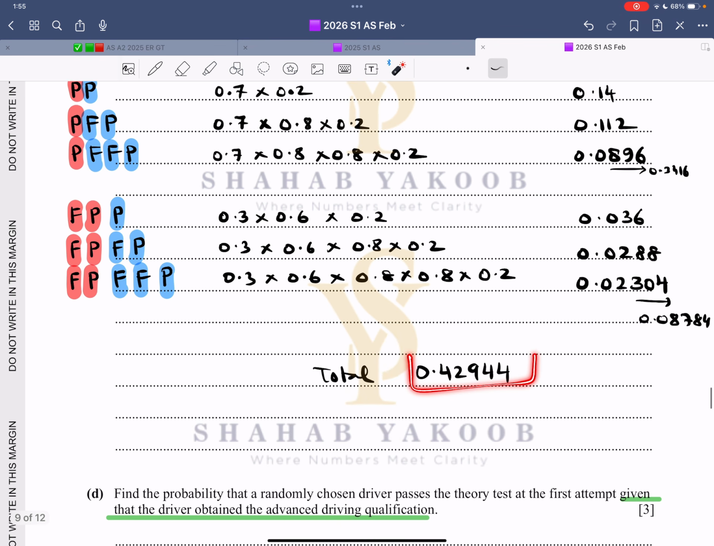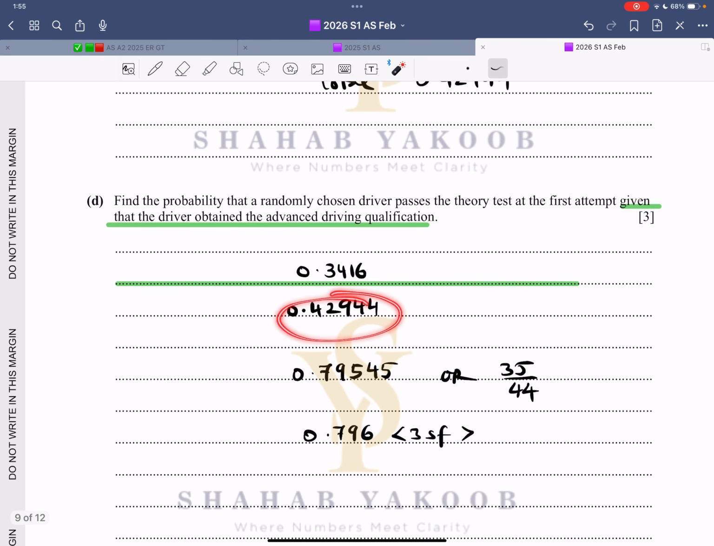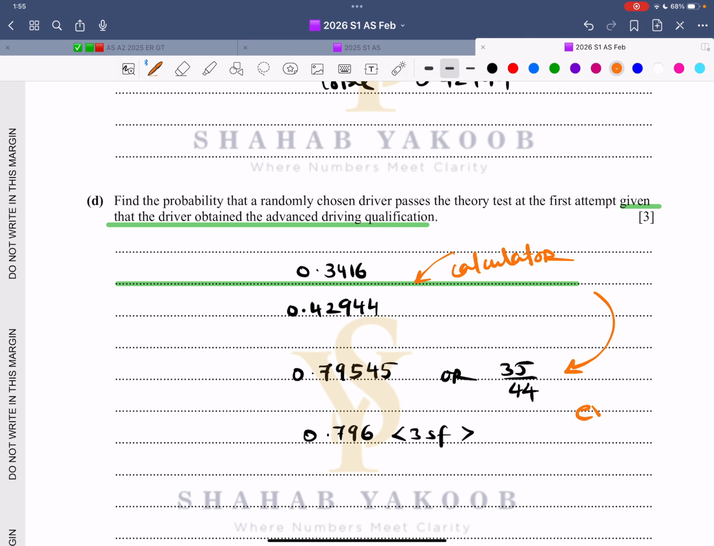So this total goes down in the denominator. 0.3416 goes in the numerator. This is the answer in decimals to 3 significant figures. Again, even if you write this thing in the calculator, it will automatically give you this exact answer.